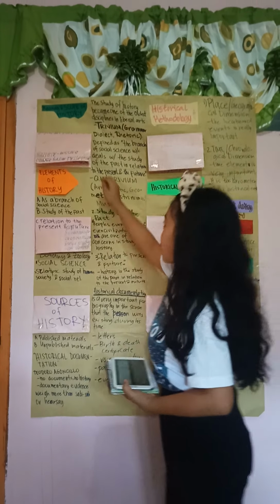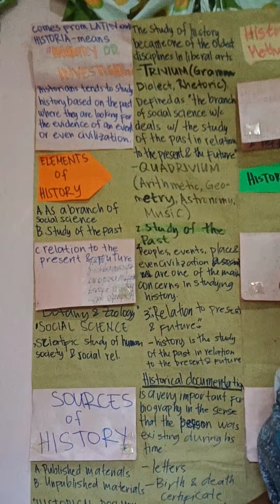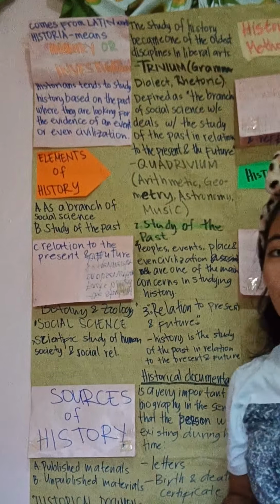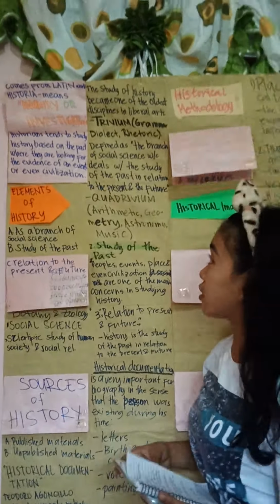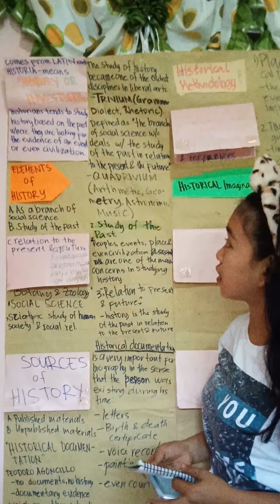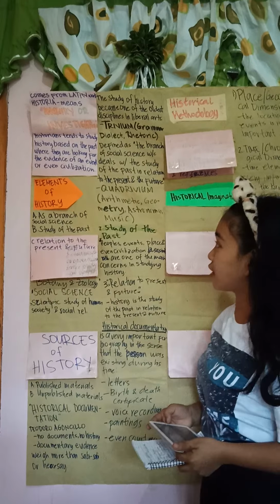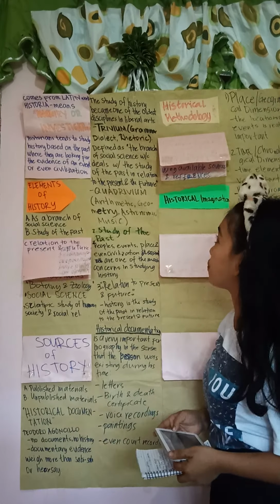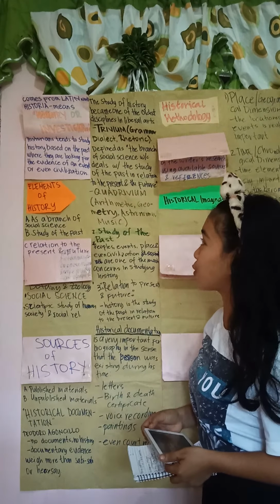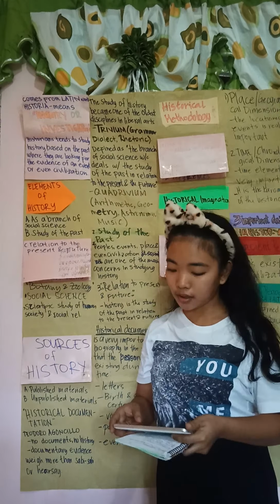Meaning and scope of history. History comes from the Latin word historia, which means inquiry or investigation, meaning pagtatanong or an act of asking answers for information. Historians tend to study history based on the past, where they are looking for evidence of an event or even a civilization. Meaning, naghahanap sila ng kasagutan sa nakaraan o sa past na naganap sa isang history.